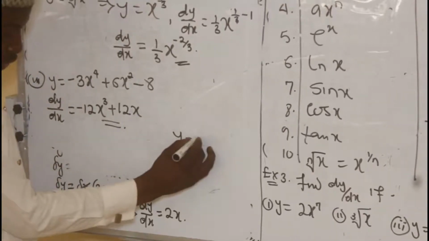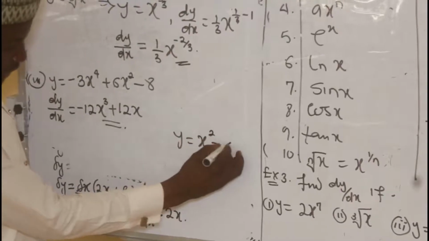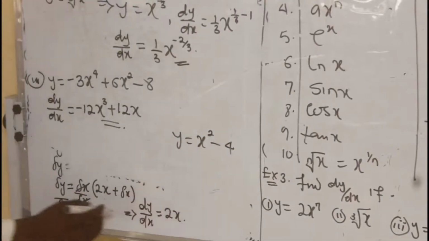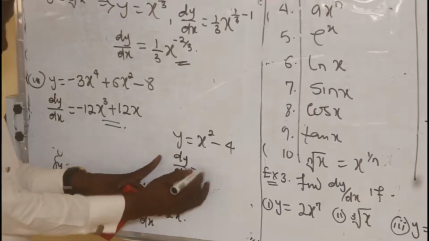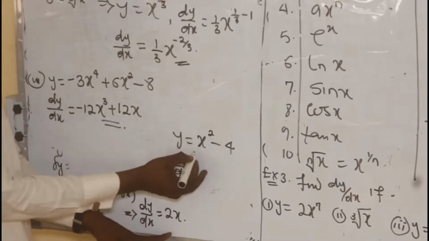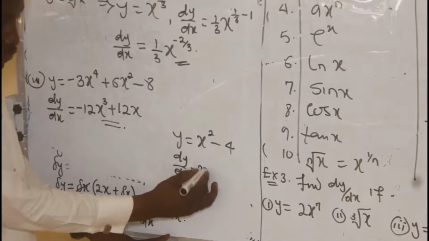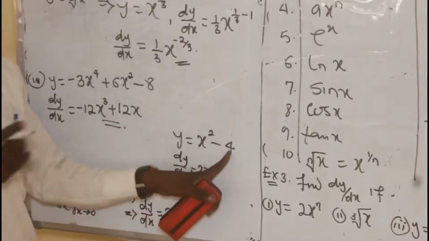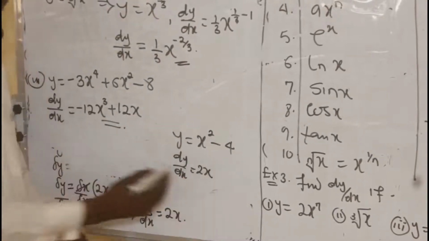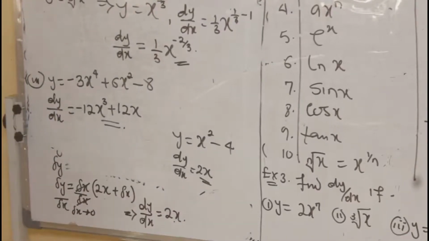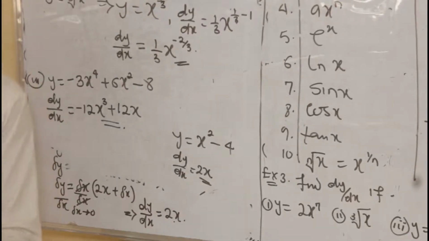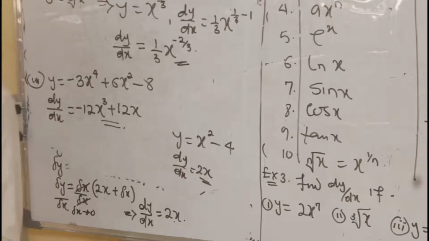We said y is equal to x squared minus 4. If you are to differentiate it, what are you going to have? dy/dx is equal to, this 2 is coming back, right? What are you going to have? 2x. Differentiation of minus 4 is what? So what is our answer? 2x. Is it the same thing with this? So that is some differentiation from standard derivative. I hope it's clear. Thank you.